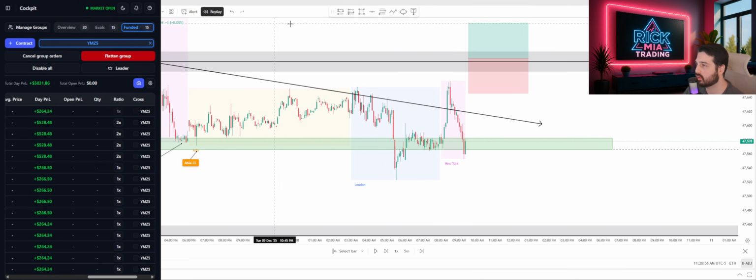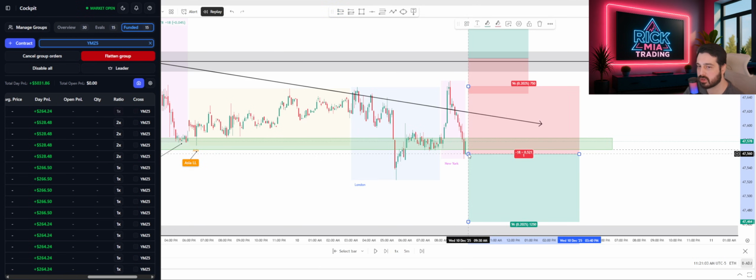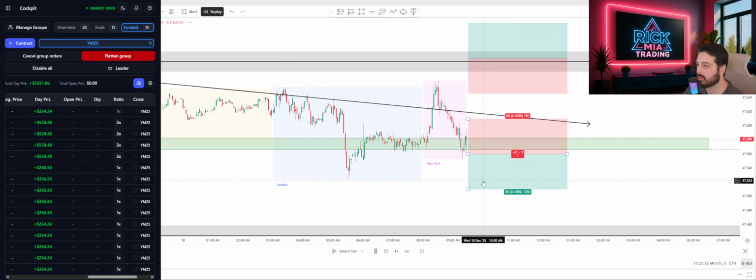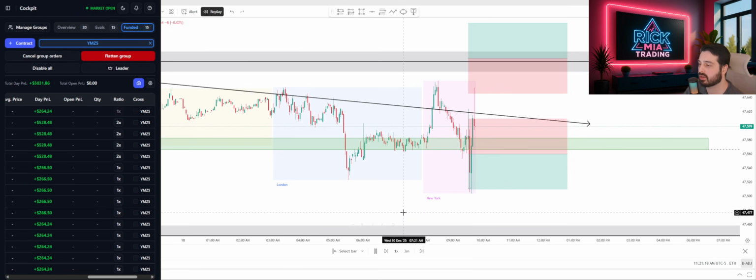All right, so let me go ahead and put my sell stop, which was 47,560. That's where I entered. If we click play, let's go on the 3-minute. You can see that price pulled back, rejected off this trend line perfectly, and then came down to TP.